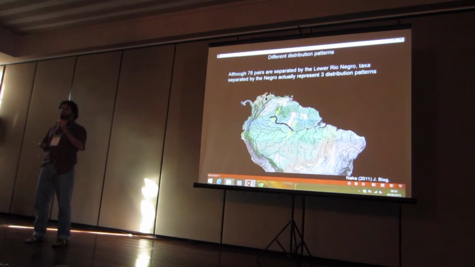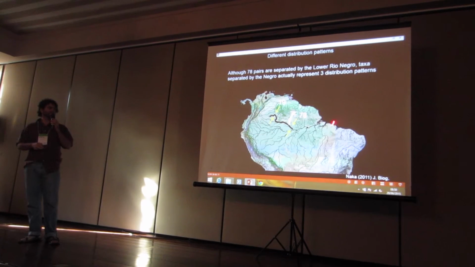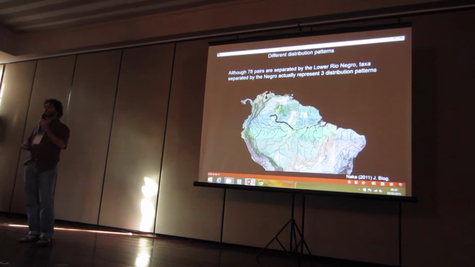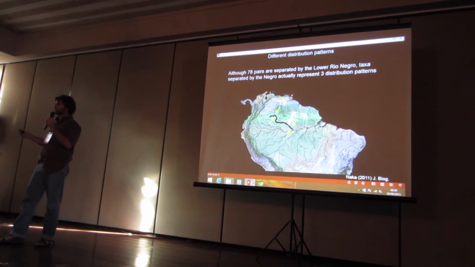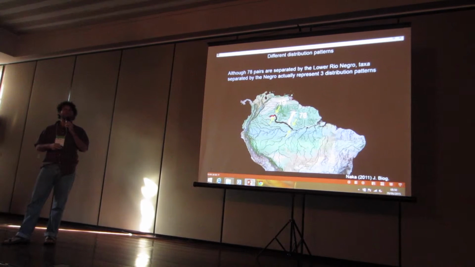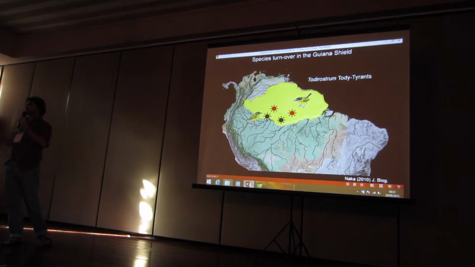But actually, that would be an unfair comparison, because I myself have been working on this area for many years, and we know that whereas we have 78 different pairs of taxa that replace one another across the lower Rio Negro, if you go upriver, only 19 of those continue to be replaced. So actually you have three different distribution patterns.